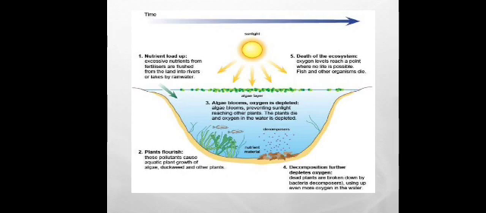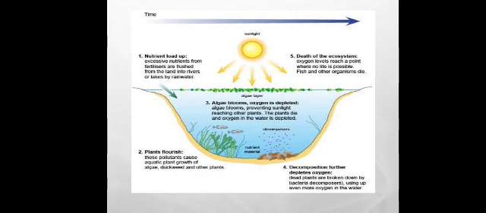How does decomposition further deplete oxygen? Then the dead plants are broken down by bacteria or decomposers, using up even more oxygen in the water. The bacteria can utilize the dissolved oxygen from the water and they can decompose the dead decayed material.